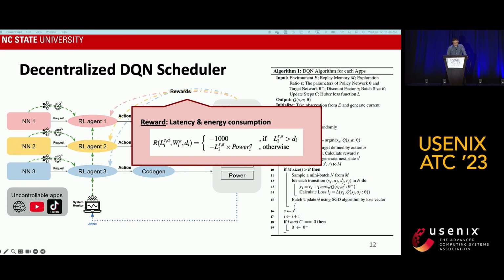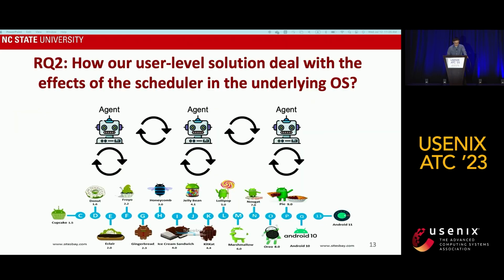The detail of the reward function we use in this paper is in this formula, where L(S,A,I) represents the latency of the inference of DNN I with action A on status S. Status means the whole environment situation given by the operating system. W(A,I) is the average power of the inference of DNN I with action A, and D(I) is the deadline of the inference of the DNN.